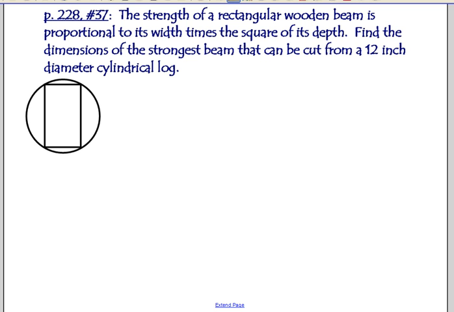Okay, so I've got a picture of our log, and the strength is proportional to the width. We've got a rectangular beam being cut out of here, so we'll call this the width, and the depth goes this way. Again, you always zoom in on what you want to maximize or minimize. We want the strongest beam, so let's write an equation for strength. It says strength is proportional, so you're going to multiply by some constant.